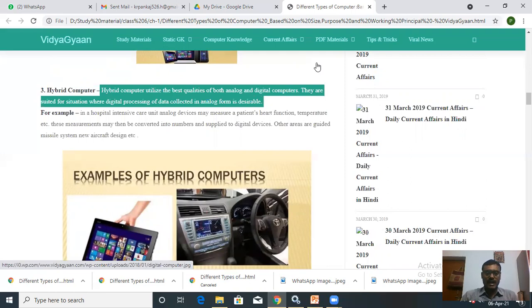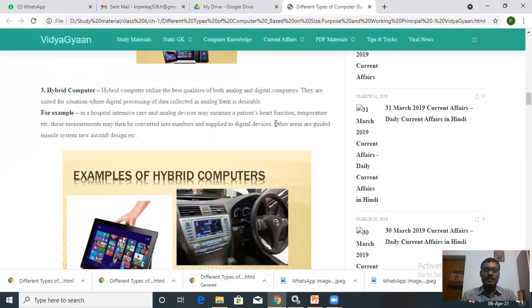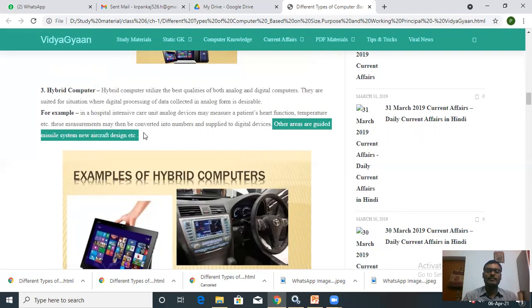For example, you must have seen an intensive care unit. Analog devices may measure a patient's heart function and temperature, etc. You may have seen an ultrasound machine in hospitals. That is an example of hybrid computers. Other areas are guided missile systems, new aircraft design, etc. These also use hybrid computers, means a mixture of analog and digital computers.